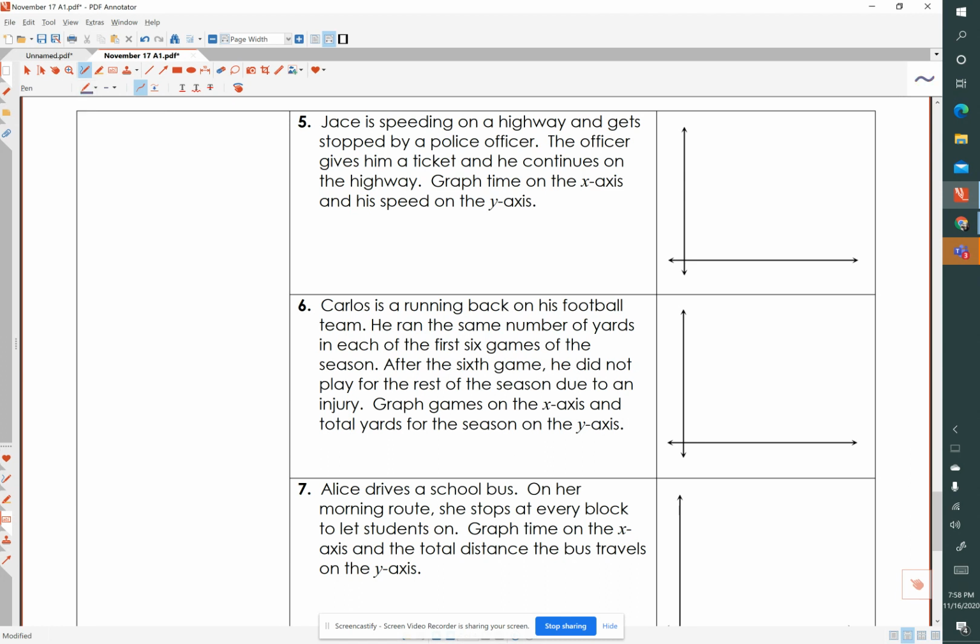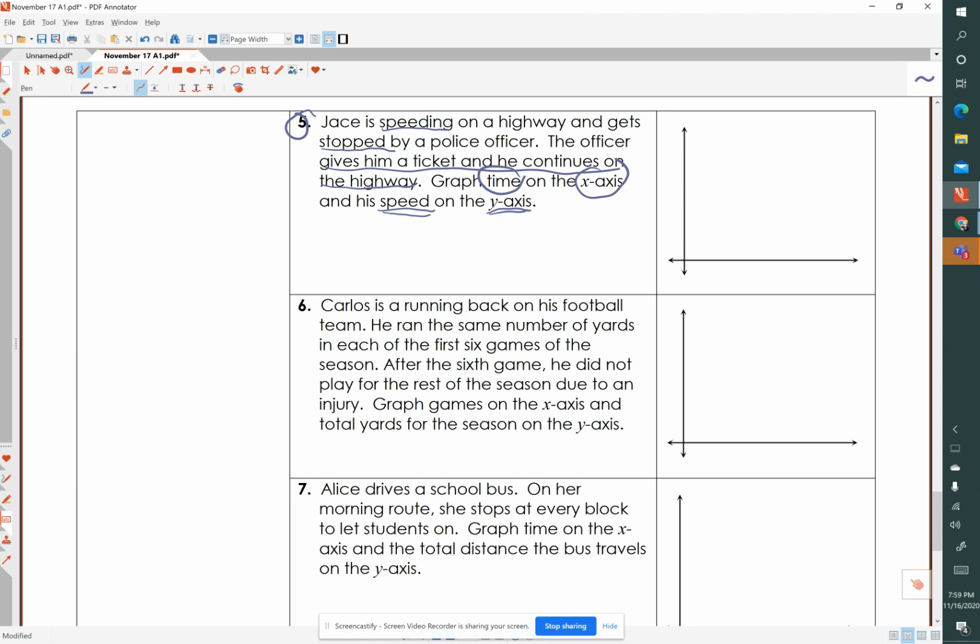Okay, number 5, Jace is speeding on a highway and gets stopped by a police officer. So he's speeding, then he's stopped. The officer gives him a ticket and he continues on the highway. So we're going to graph time on the x-axis and speed on the y-axis. Be careful, this is a little trickier than you think.